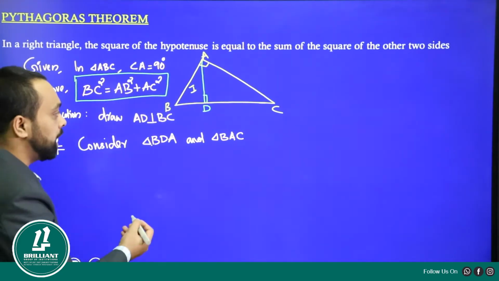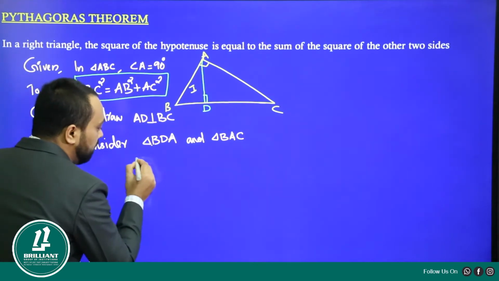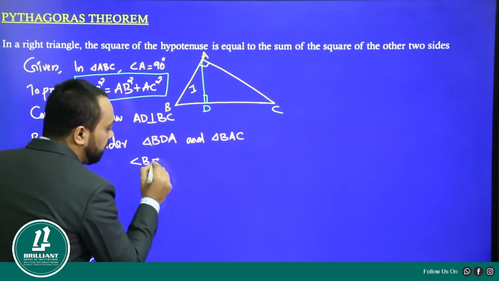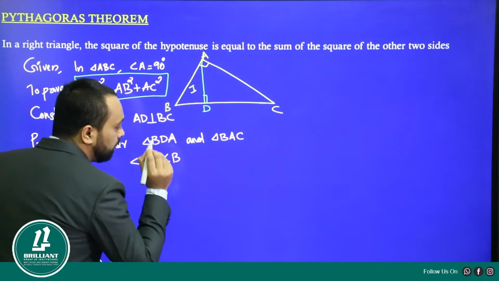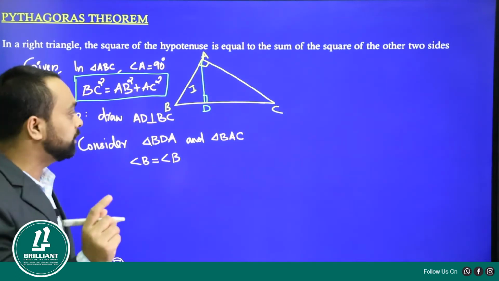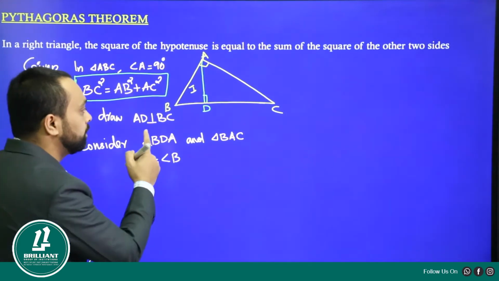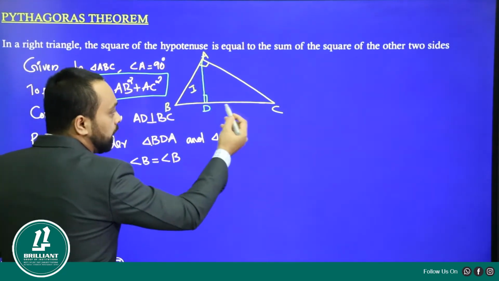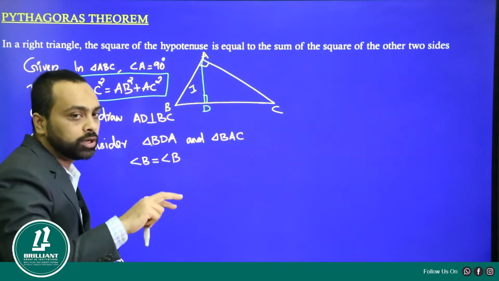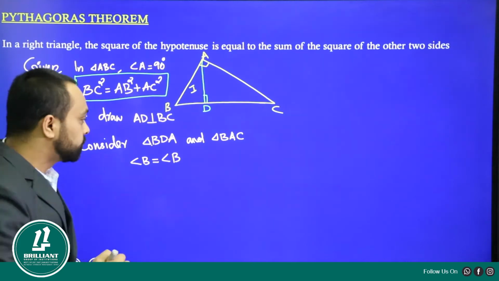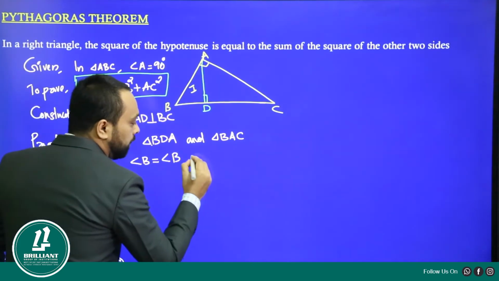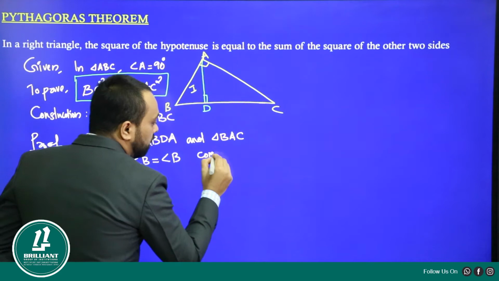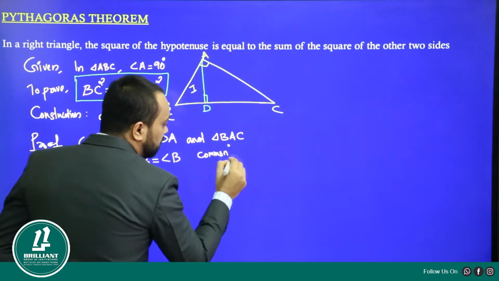Definitely from these two triangles we can see that angle B is equal to angle B. In both triangles, one of the angles is common, that is angle B. In the first triangle we can see angle B, and in the outer triangle we also see angle B. So we can take angle B equal to angle B. The reason is it's a common angle.